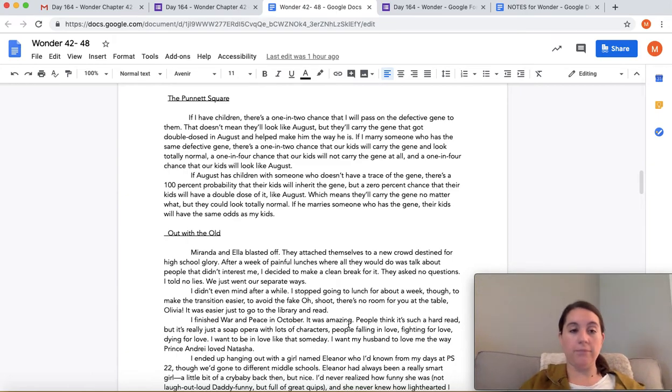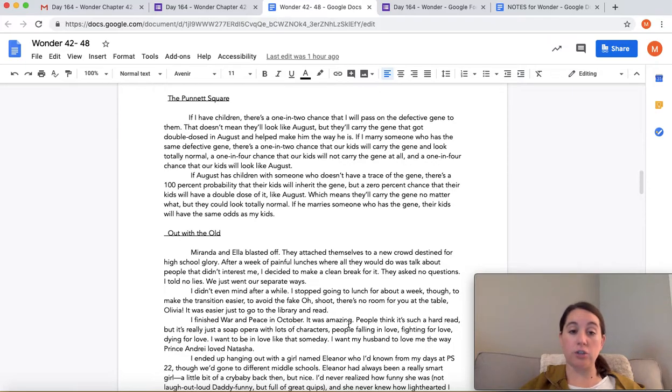The Punnett square. If I have children, there's a 1 in 2 chance that I will pass on the defective gene to them. That doesn't mean that they'll look like August, but they'll carry the gene that got double dosed in August and help make him the way he is. If I marry someone who has the same defective gene, there's a 1 in 2 chance that our kids could carry the same gene and look totally normal, a 1 in 4 chance that our kids will not carry the gene at all, and a 1 in 4 chance that our kids will look like August.